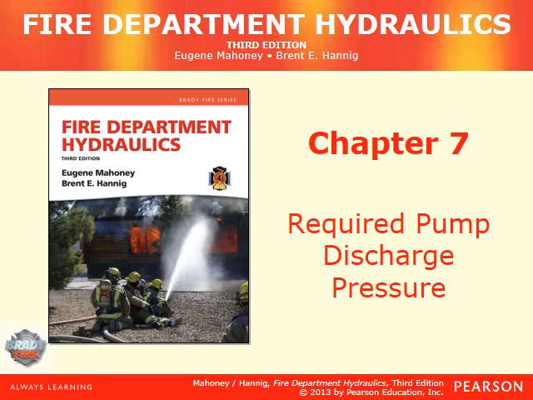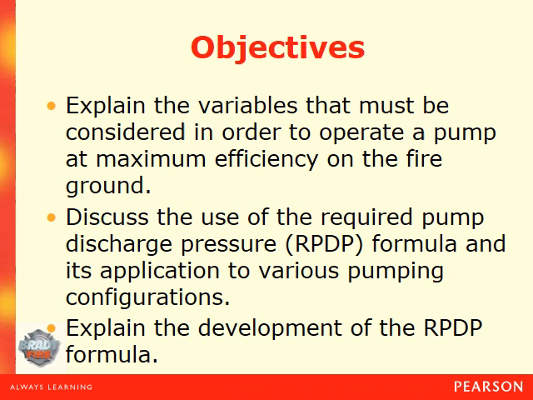Okay, gang. In Chapter 7, we're going to take everything we've learned thus far and start applying it to real-world situations and coming up with the required pump discharge pressure in order to get the appropriate GPMs on the fire. Our objectives: explain the variables that must be considered in order to operate a pump at the maximum efficiency on the fire ground. Discuss the use of the required pump discharge pressure formula and its application to various pumping configurations.